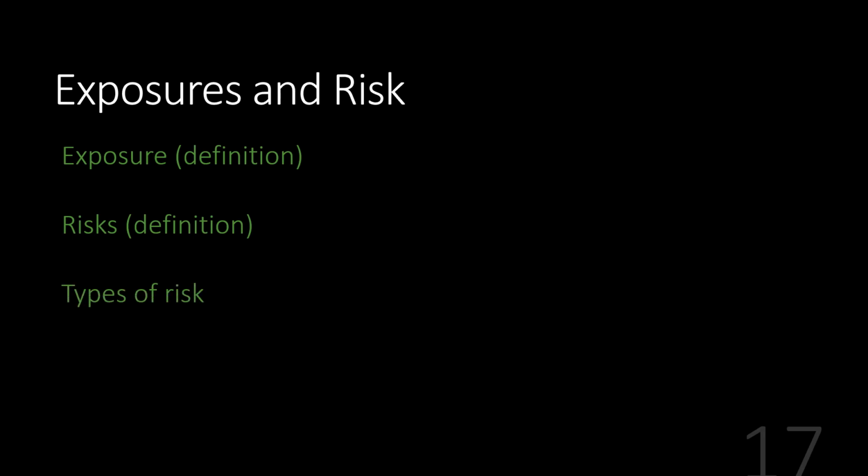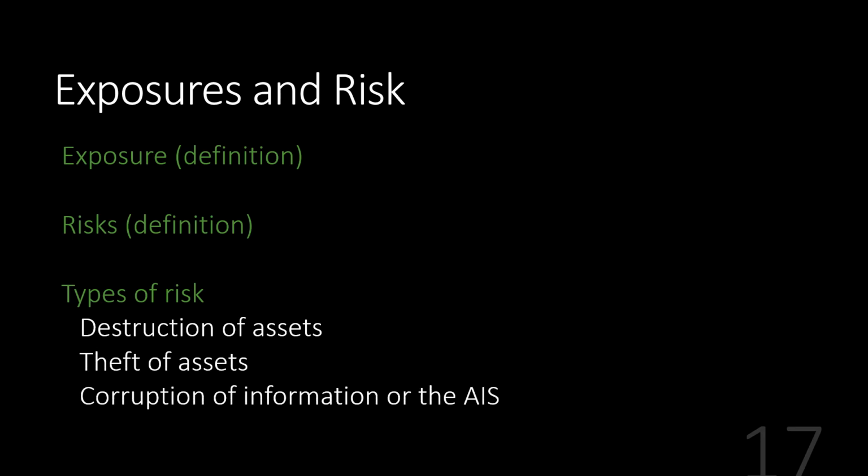And we've got lots of different types of risks. Assets could be destroyed or stolen. Information could be corrupted in the AIS. Processing could be disrupted as well. So you can think denial of service attacks. They're basically aimed at bringing a website down. And if that website is one of your front ends to the sales process, that means there's an interruption to your revenues.